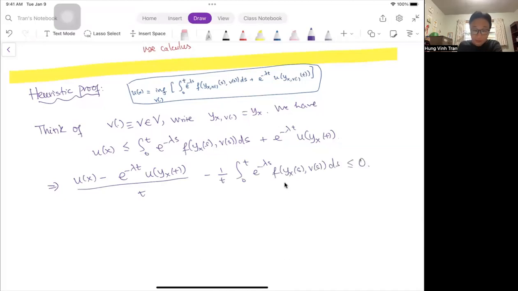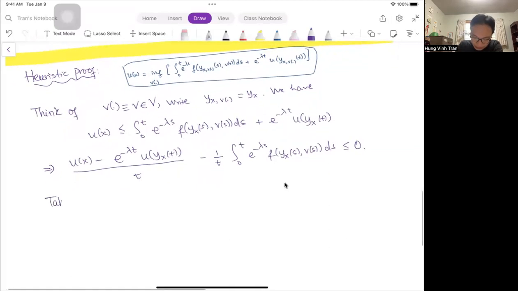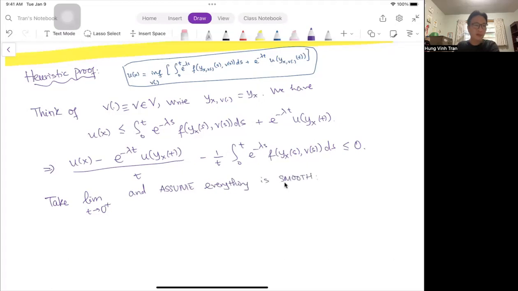Okay, and then I'm going to take the limit as t goes to 0 plus, and because it's a heuristic proof, I can assume everything is smooth. That is, I don't have to worry so much about u not being differentiable and stuff like that. We need to fix it later in a rigorous proof, but let's do it.